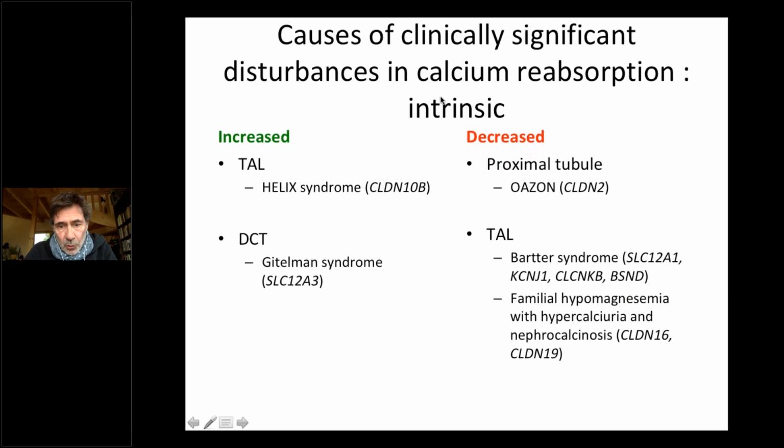If we move to intrinsic causes of disturbances in calcium reabsorption, again, calcium reabsorption can be increased or it can be decreased. It is increased in the thick ascending limb in patients with Helix syndrome. It is increased in the distal convoluted tubule in patients with Gitelman syndrome. It is decreased in the proximal tubule in patients with Dent syndrome, and it is decreased in the thick ascending limb in patients with Bartter syndrome and familial hypomagnesemia with hypercalciuria and nephrocalcinosis. And I will go into a little bit more detail just now.